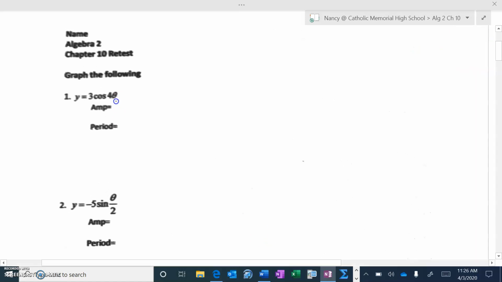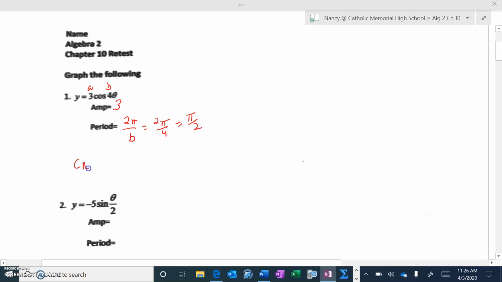This has an amp of 3. This is your A number. This is your B number. The period for the cos is 2 pi divided by B. So it'll be 2 pi divided by 4, which is pi over 2.